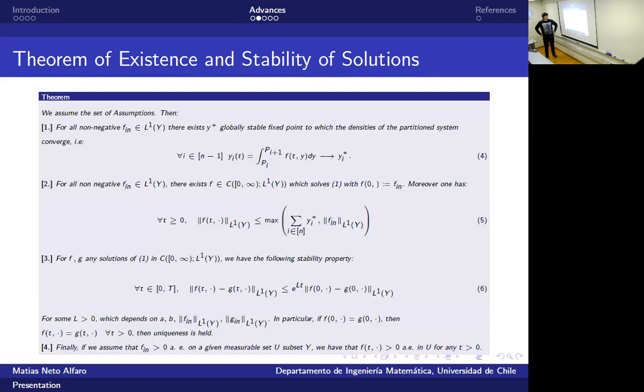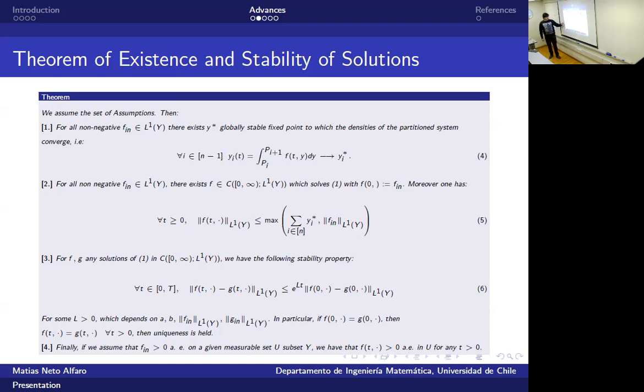becomes pretty good, because for all non-negative initial conditions, there exists a Y asterisk, a globally stable fixed point, to which the densities of the partitioned system converge. So that is the first result: we have global convergence. The second result is that for all non-negative initial conditions, there exists a continuous solution of the system. And moreover, we have the next inequality.